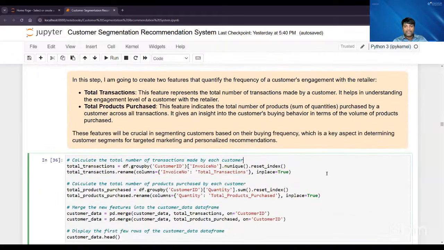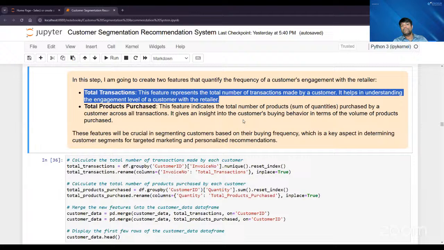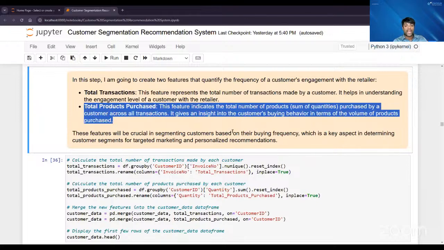The next part is also very important. We are going to convert into the total transactions made by the customer. In the entire data set, how many transactions he has made and how many total products he has purchased. Along with the days since his last purchase, we also need how many transactions that person has done, along with the total products purchased.